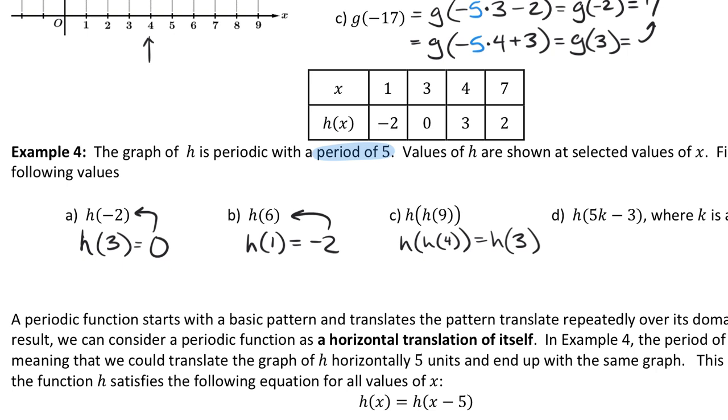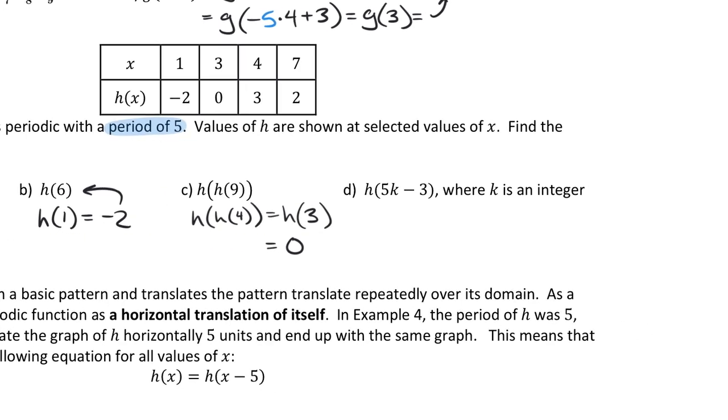Is 3 something I know from my table? Yeah, so I don't need to add or subtract 5. What is h of 3? 0. So h of 9 is 0, because h of 4, which is h of 3, is 0. So any multiple of 5 is going to basically reset the cycle. And so you can always just take the extra remainder number and evaluate there.